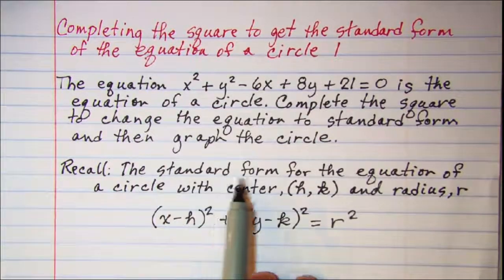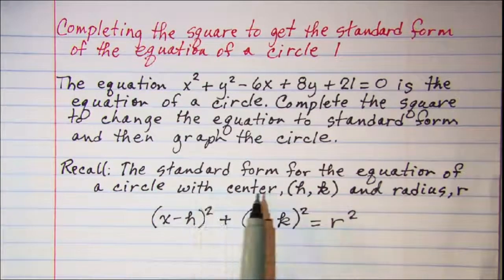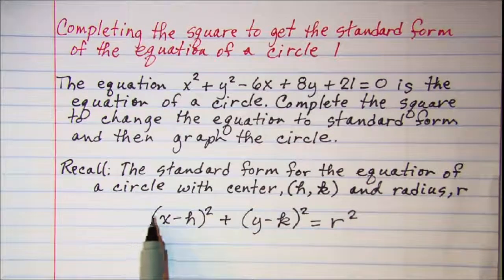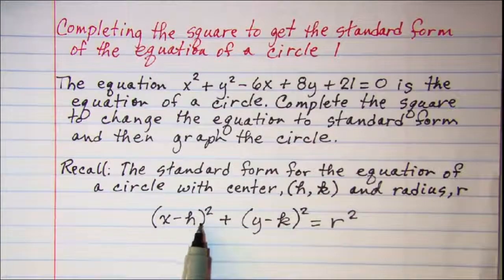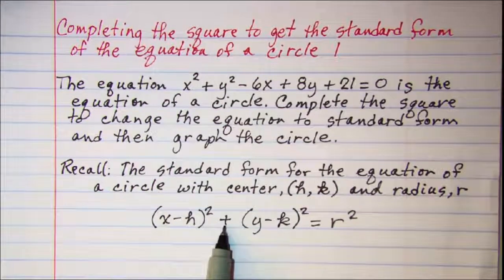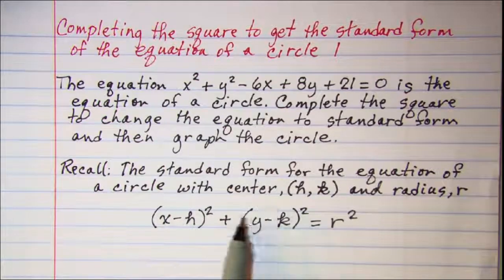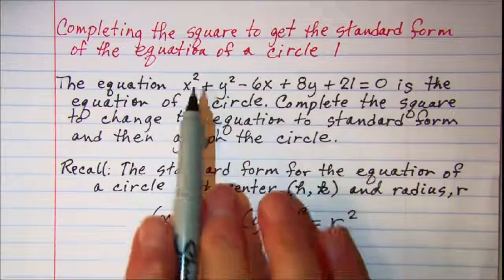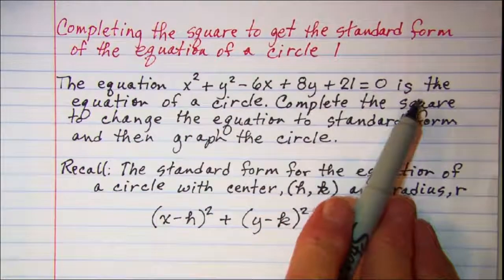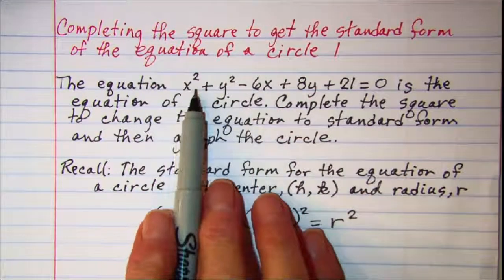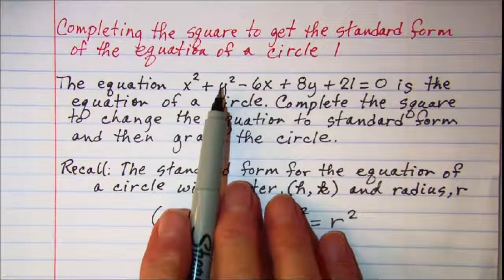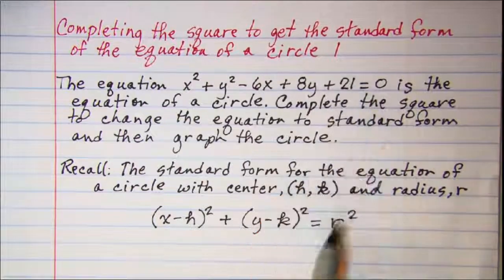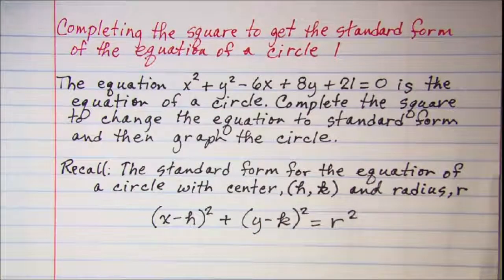Recall the standard form for the equation of a circle with a center at (h, k) and a radius of r is the quantity x minus h squared plus the quantity y minus k squared is equal to r squared. So we want to take our equation that's given to us and group our x terms together, group our y terms together, and then put our constant term on the right side so that we'll eventually get a radius.